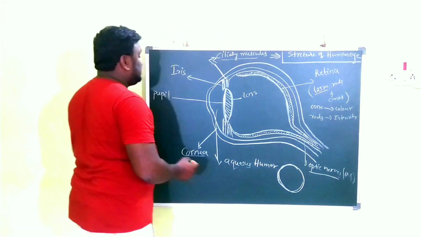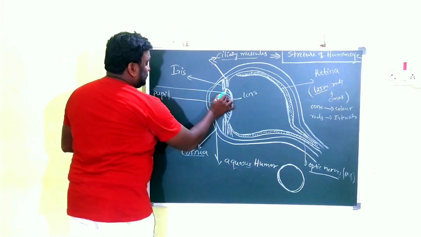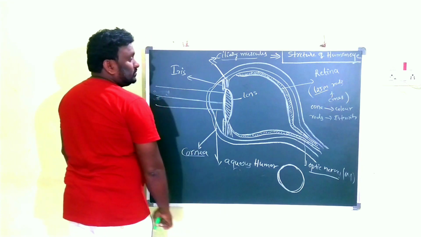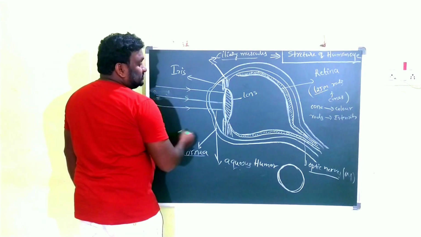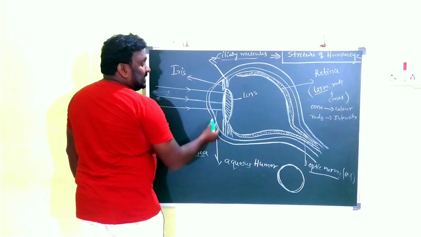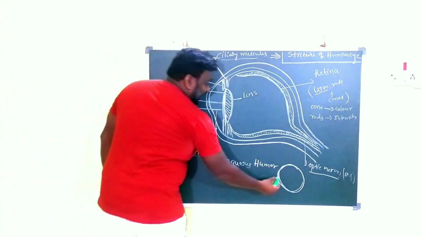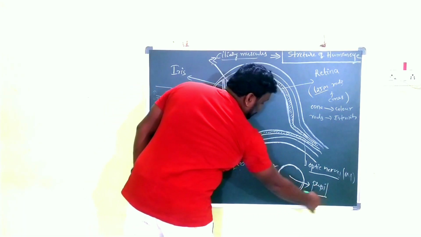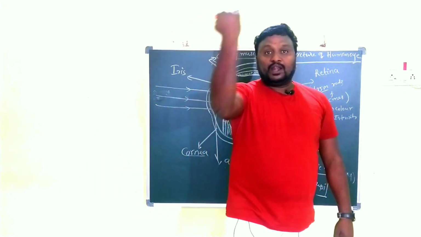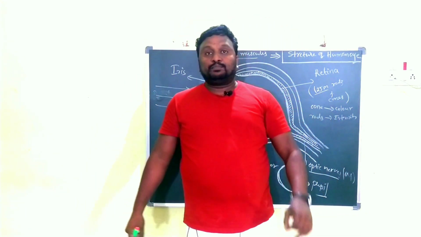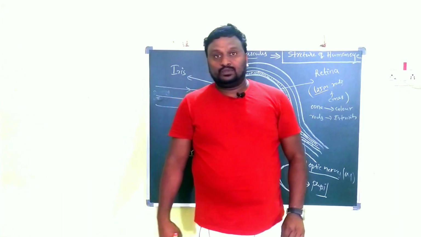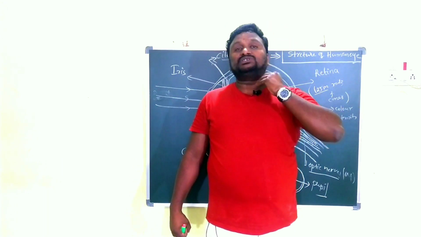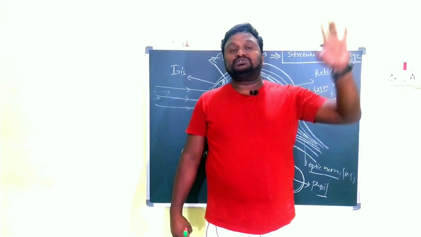For example, just imagine the light is coming. Here we are showing that some light rays are coming like this. Those lights are allowed by the iris. In the middle of the iris, what you have? A pupil is there. The pupil is always black in color. Why is it black? If light falls on the pupil, it allows the complete light. It is a good absorption of light.